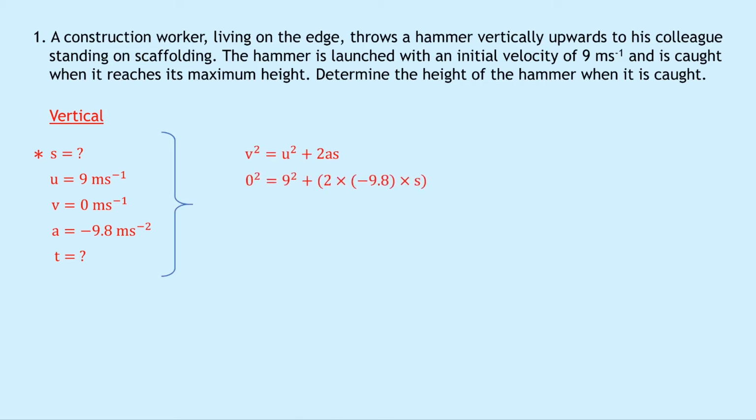0 squared equals 9 squared plus 2 times minus 9.8 times s, and if we do our 2 times minus 9.8 we get minus 19.6, and that means we have minus 19.6s, so if we add that over to the other side, we get 19.6s equals 81, and that 81 comes from the 9 squared there, and dividing both sides now by 19.6, we get s equals 4.1 meters.